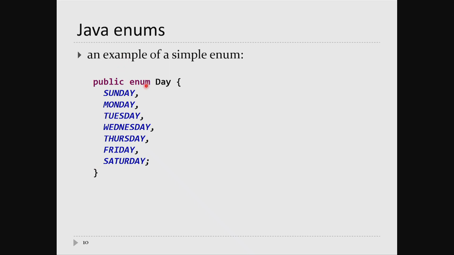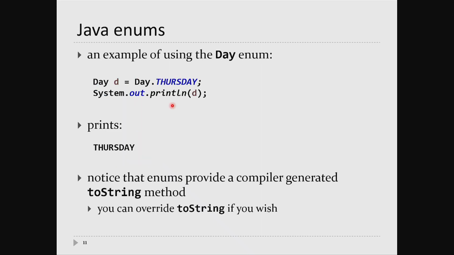So it's public enum, the name of your enumerated type, and then all of your enumerated types separated by commas inside of a set of braces. And you now have a fully functioning enumerated type. So this makes a type called Day. So your days are now Days. They're not strings. They're not ints. How do you use it?